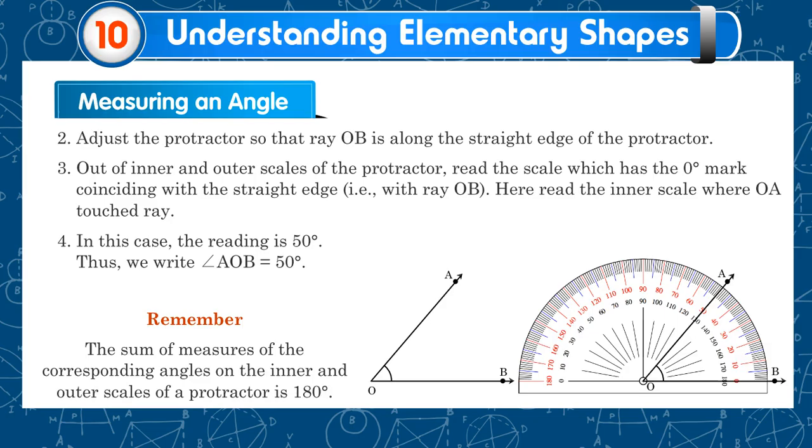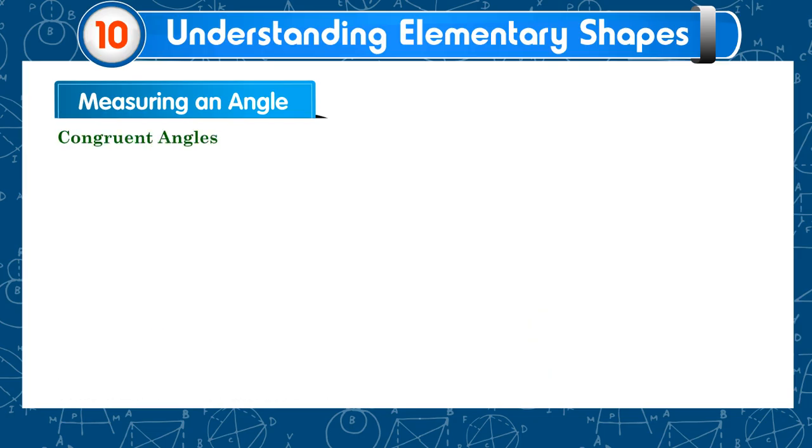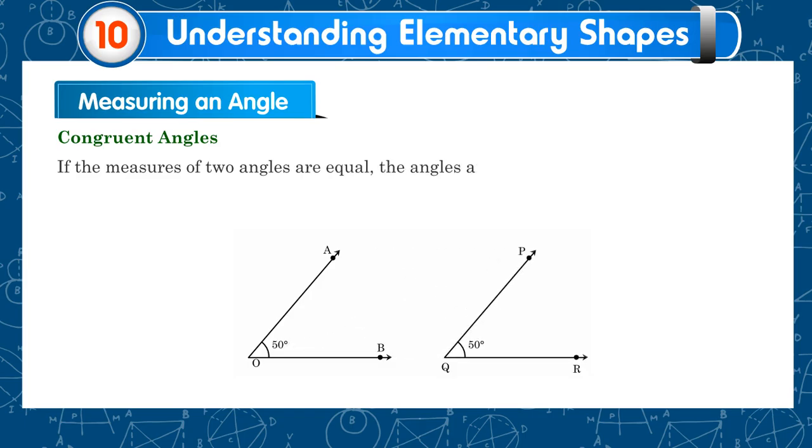Congruent angles. If the measures of two angles are equal, the angles are called congruent angles. In the given figure, angle AOB and angle PQR are congruent angles.